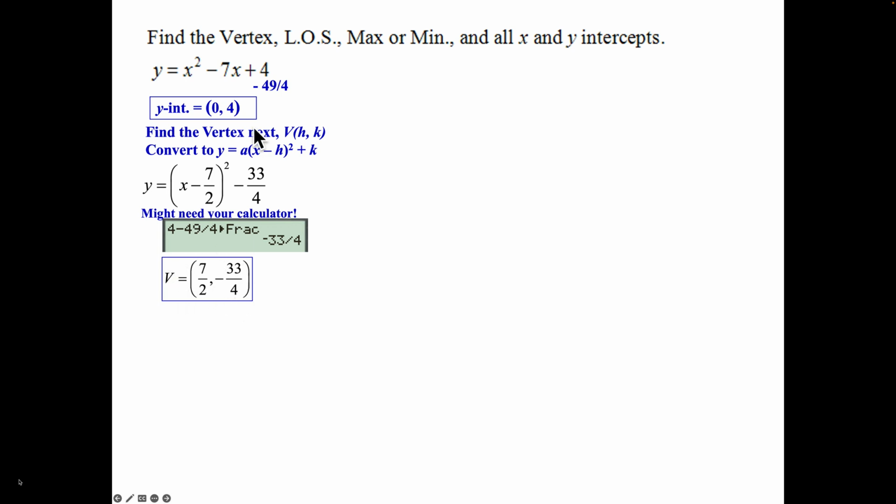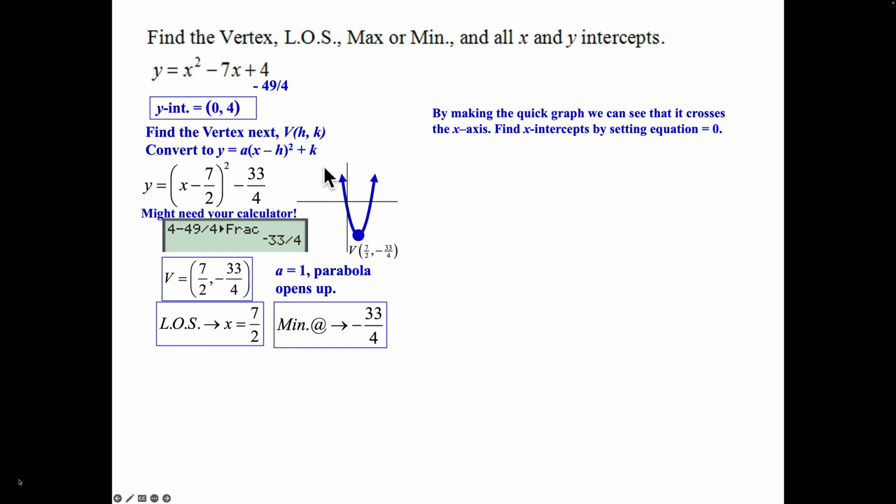Once you have your vertex, you have your line of symmetry. X equals 7 halves. All right? This parabola, because we had a positive 1x squared, is going to open up. So I'm thinking, okay, here we go. 7 halves to the right, down negative. I'm down here in quadrant 4. It's opening up. And since it's opening up, I'll have a min value at the y coordinate of the vertex. Each one of those coordinates in the vertex will be used for something.